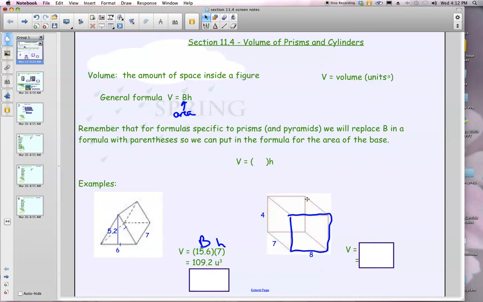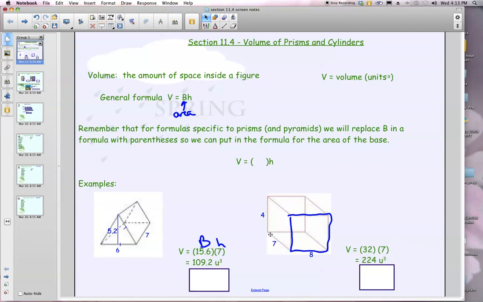And this prism, to find the volume, since the base is a rectangle, we take the area of our rectangle, which is 8 times 4, which would be 32. And then again, we would take it times the height between our bases, which is 7. So we would do 32 times 7, and that would give us 224 cubed units.